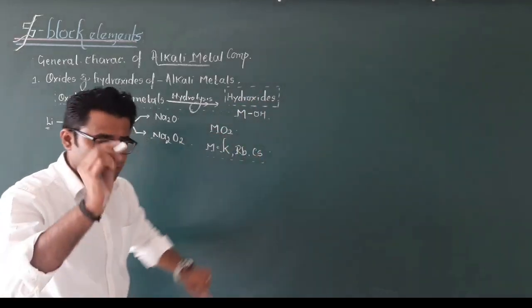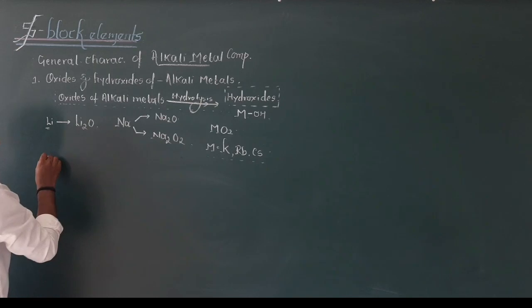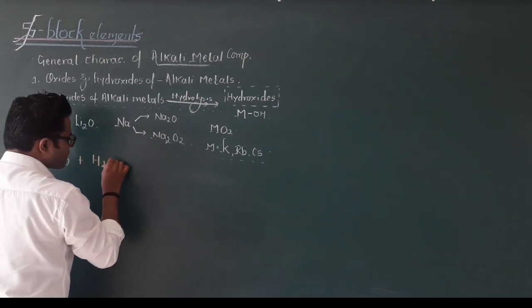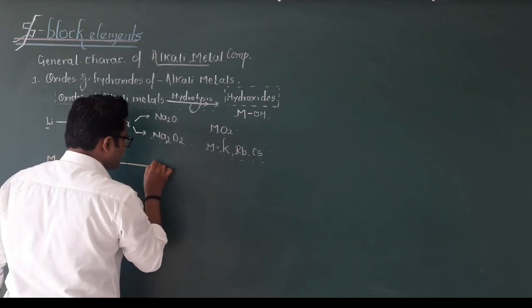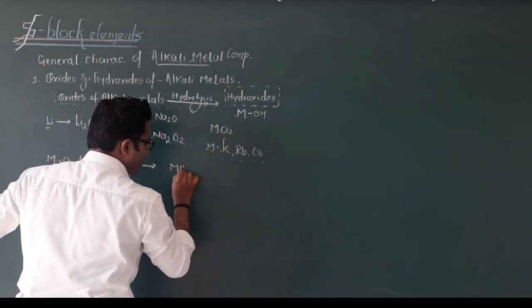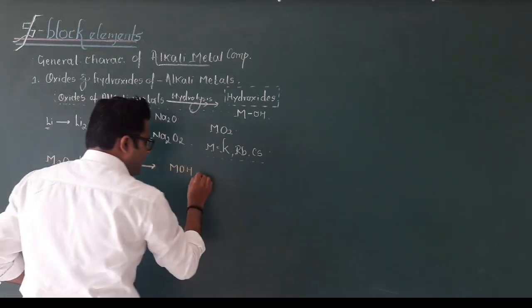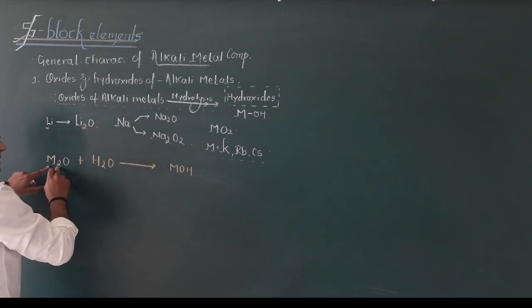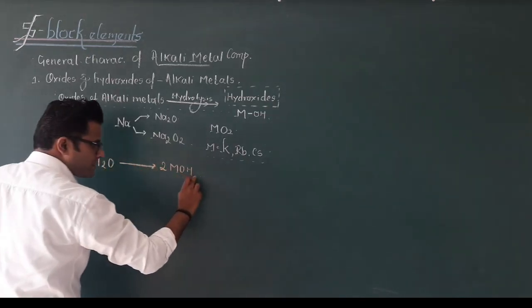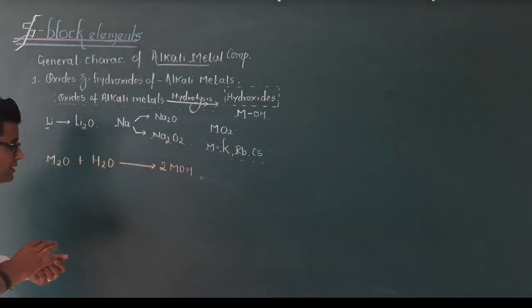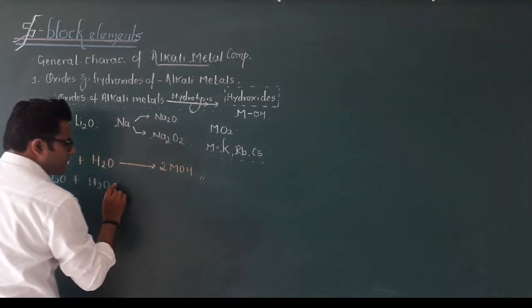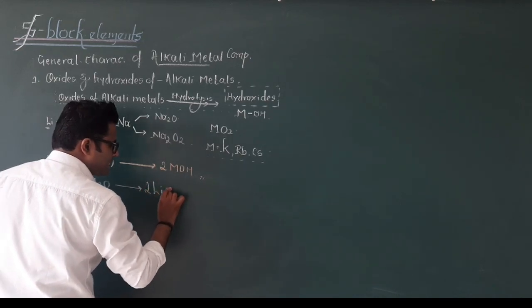metal hydroxides. Let's observe. Let's speak about M2O, that is a metal oxide, upon treatment with water. This metal oxide converts into metal hydroxides, MOH. Now let's observe how many metals we have here: 2 metal ions. So 2 metals, 2 oxygens, 2 hydrogens. Correct? Let's observe one example: lithium oxide upon treatment with water is going to form 2 lithium hydroxides.